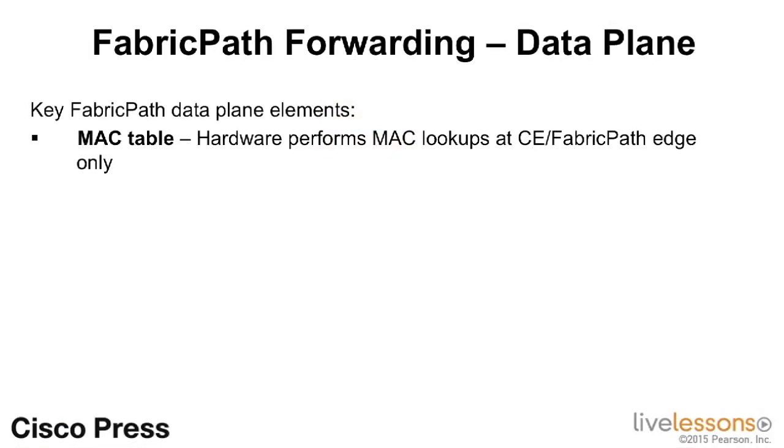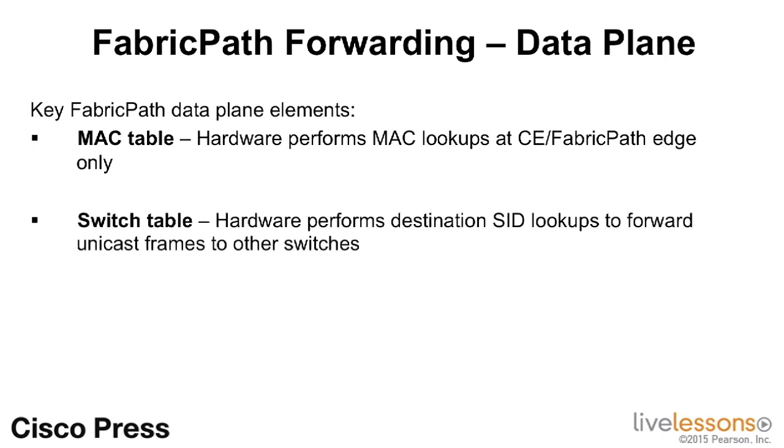So much like we covered the FabricPath control plane, there are certainly very important data plane elements to FabricPath. The first is the MAC table. FabricPath keeps a MAC table, and I'll go into more detail in a subsequent slide. Essentially, the hardware performs MAC lookups at the CE or FabricPath edge only. FabricPath also has a switch table, which we saw earlier, and the hardware performs destination switch ID lookups to forward unicast frames to other switches.